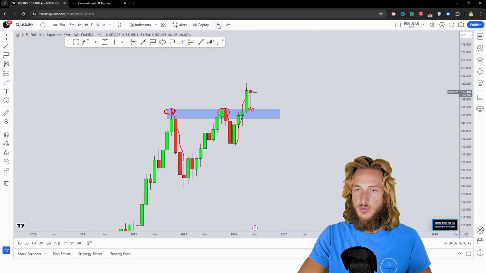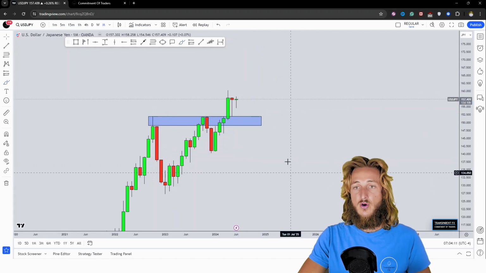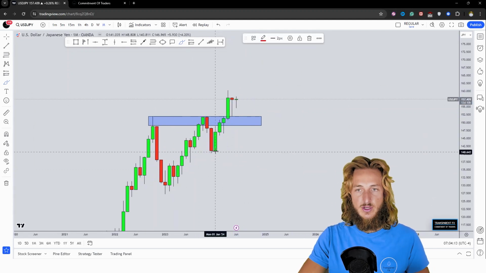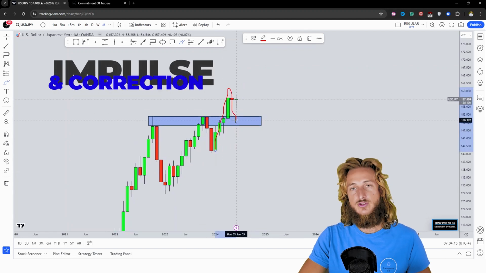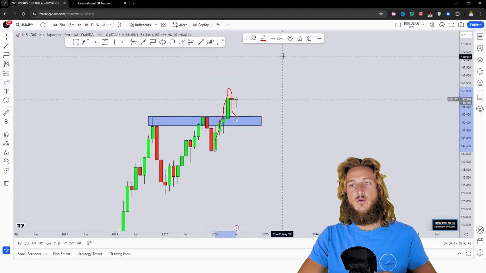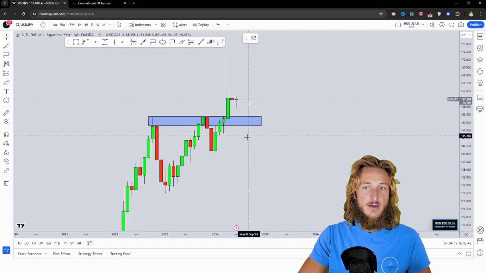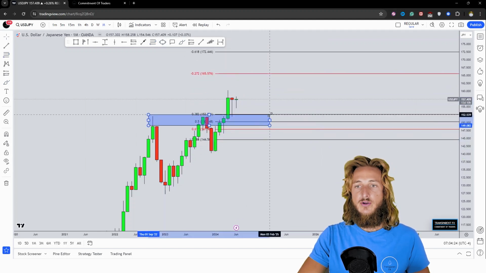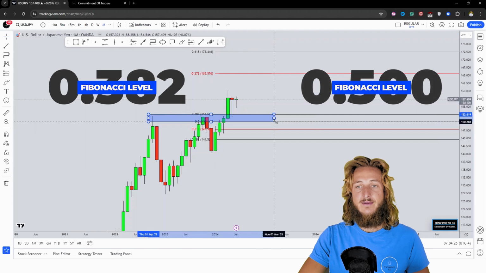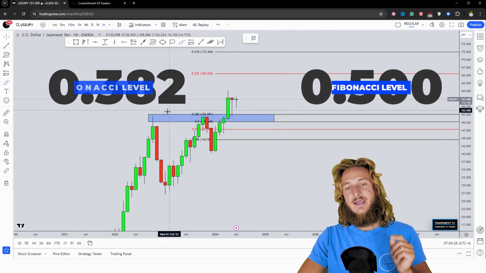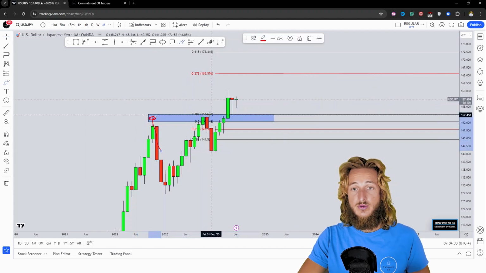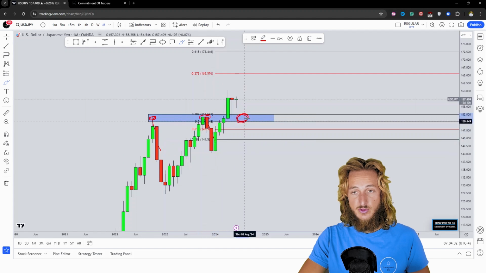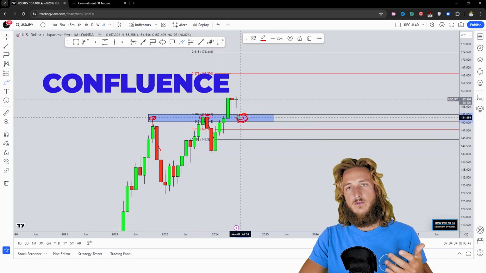upside, is turned support. We can also notice that from a pattern standpoint, we have a very clear impulse followed by a correction. And in general, after an impulse, if you want to measure the correction, you have to take your Fibonacci from the low to the high of the impulse leg. And if we do that, we can notice how we have the 0.32 and 50% retracements lining up precisely with this previous level of resistance, which is now turned support. And this creates confluence of support.